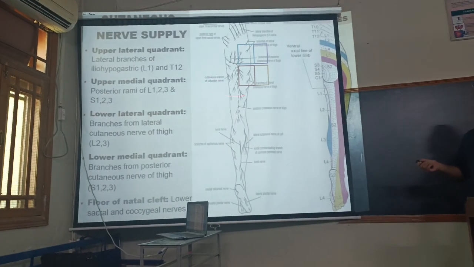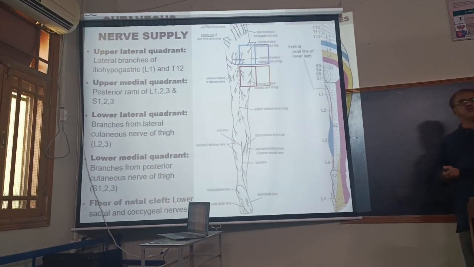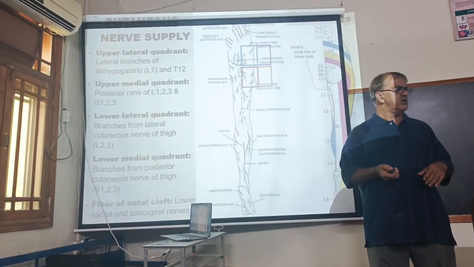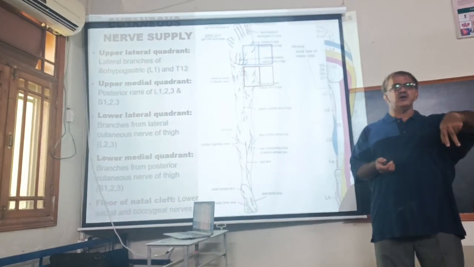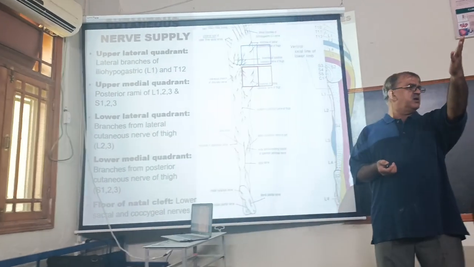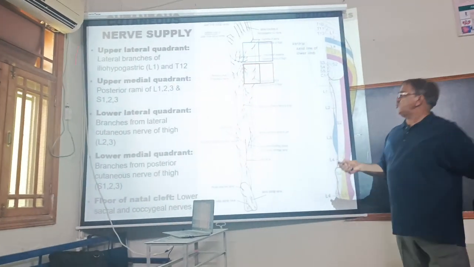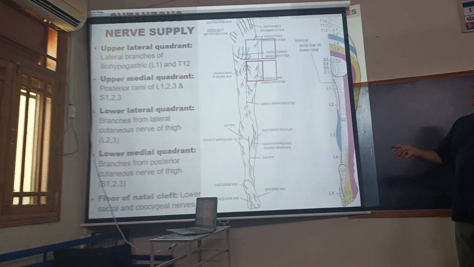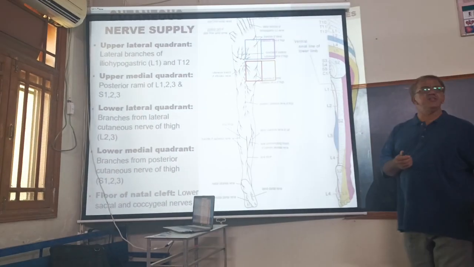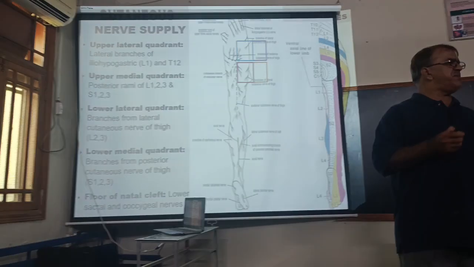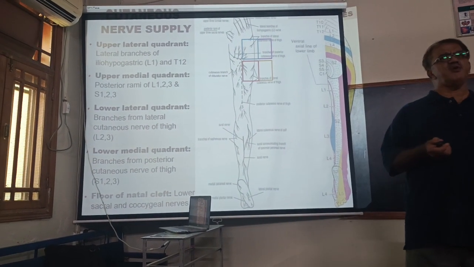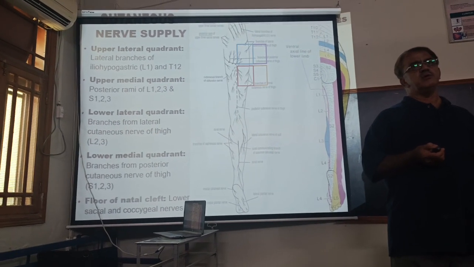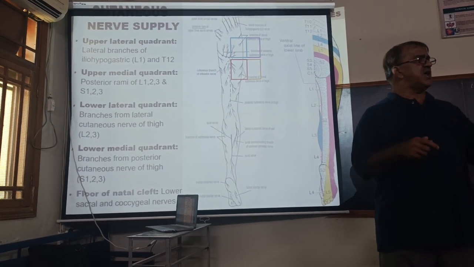And this is the cutaneous nerve supply. For the cutaneous nerve supply, this gluteal region is divided into 4 parts, 4 quadrants. So you can say 2 upper, 2 lower: upper outer, upper inner, lower outer, lower inner. So these are the nerves they are supplying. Upper lateral, this one is the upper outer quadrant. It is supplied by some branches of the L1 nerve.